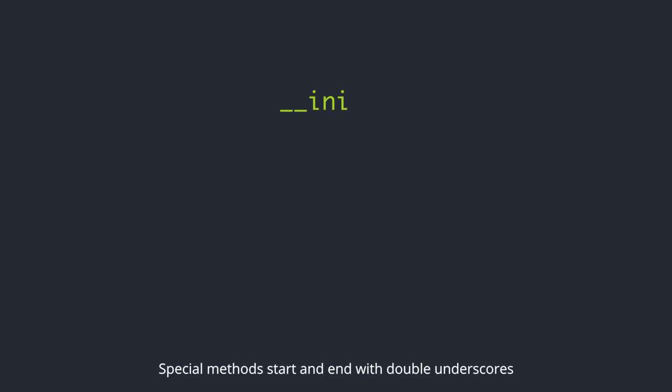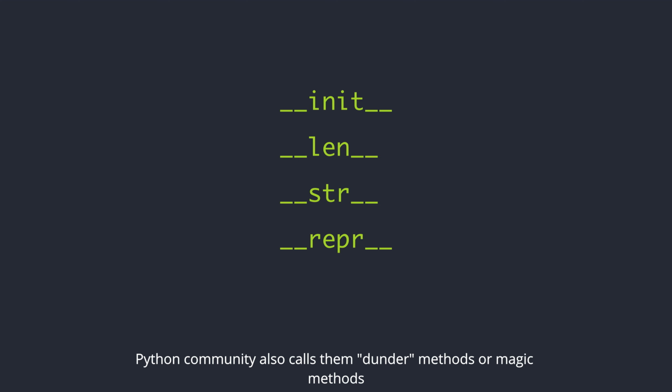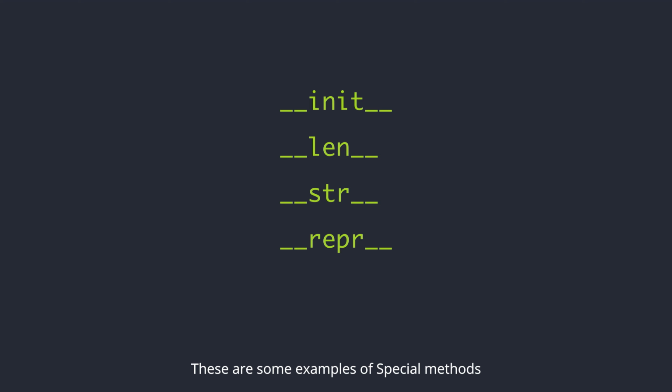Special methods start and end with double underscores. The Python community also calls them dunder methods or magic methods. These are some examples of special methods. Among these, you have already seen the usage of __init__.